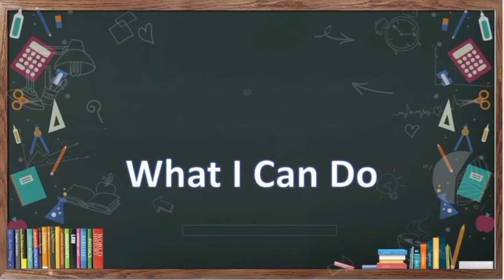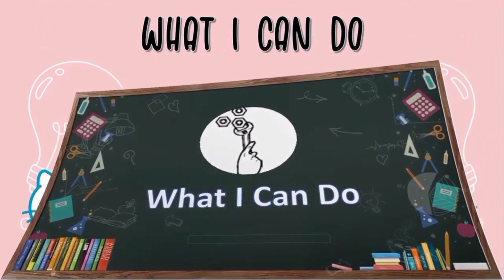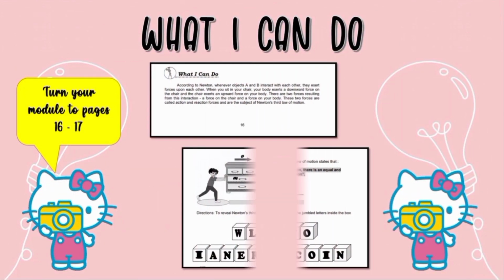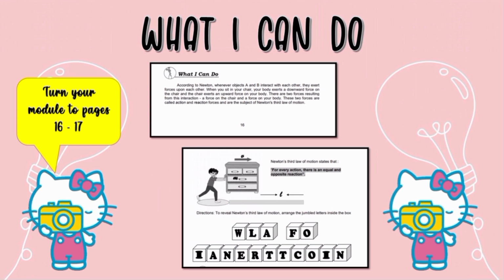What I can do. For what I can do, turn your module to pages 16 and 17. First, read the paragraph above. To reveal Newton's third law of motion, arrange the jumbled letters inside the box.